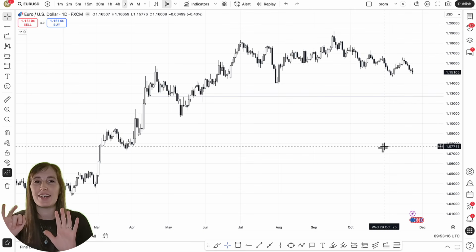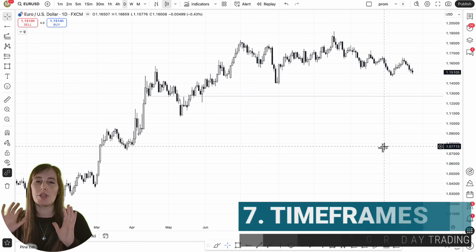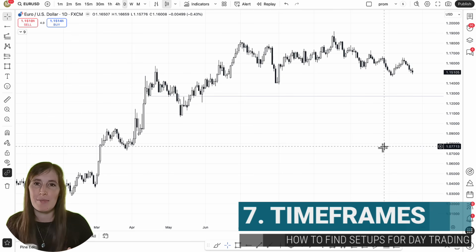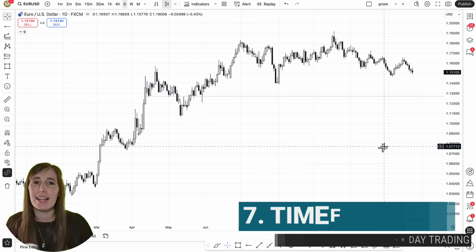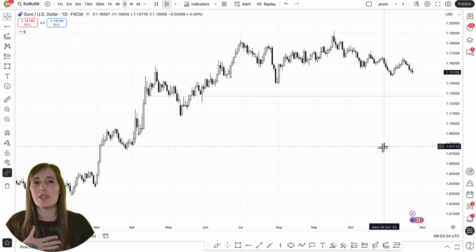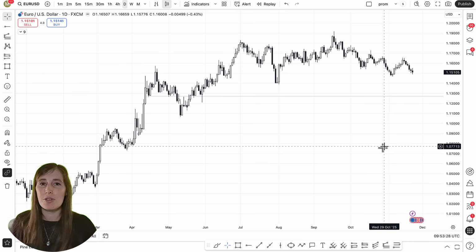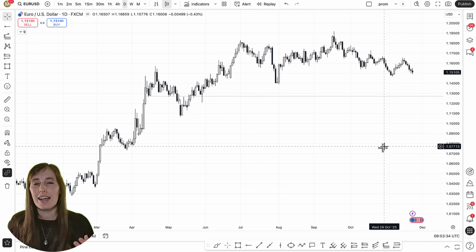Point number 7 now, and this is to utilize different time frames. You may have heard of top-down analysis. This is the approach that I use for day trading. It helps to give an overall view of the market. It helps to refine a trading plan. It helps you to get a bias on whether you're looking to go long or short, and it helps you to find a setup for day trading.